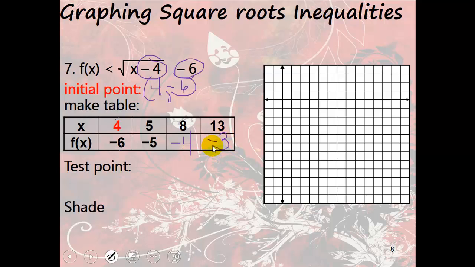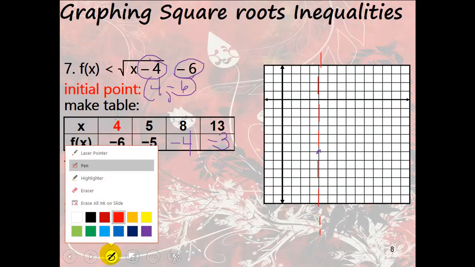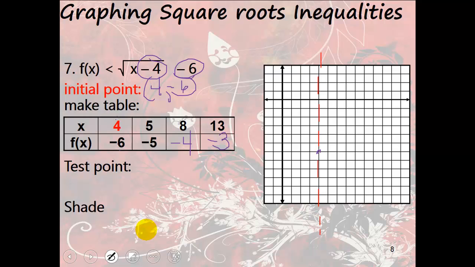So as I plot these, I'm at 4. Okay, so I'm going to make a dashed line here. I'm going to choose red for it because I cannot go on my shading to the left of that line. Okay, and then I have 5, -5, so that's here. 8, 6, 7, 8, -4, 9, 10, 11, 12, 13.